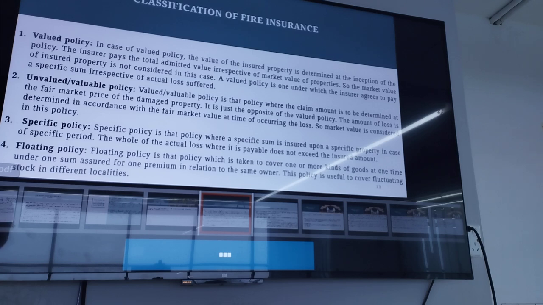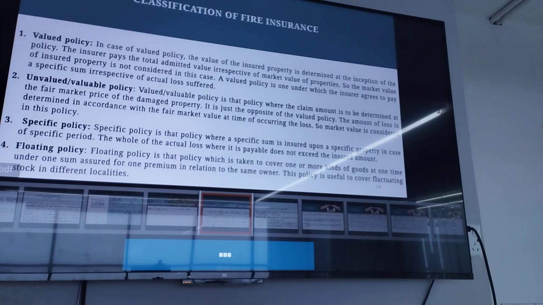A specific policy is that policy where a specific sum is insured upon a specific property for a specific period. The whole of the actual loss, where it is payable, does not exceed the insured amount.